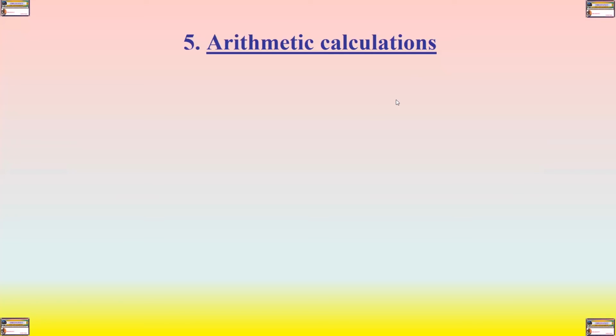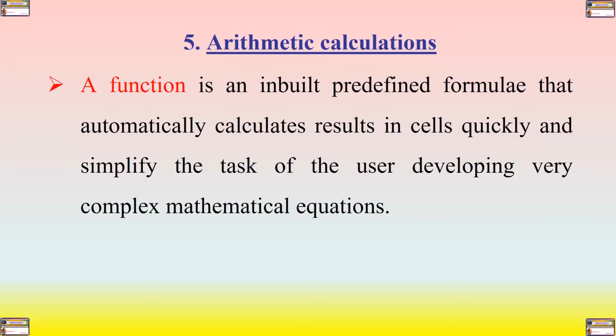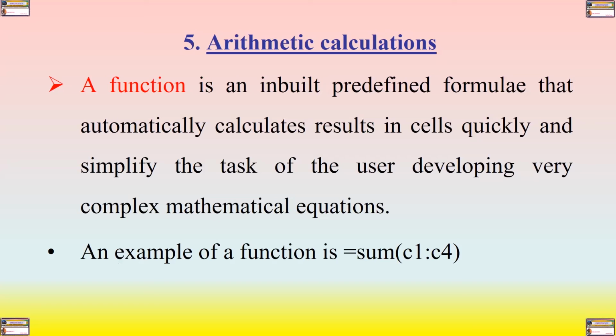Another activity that we can perform in our tables is what we call arithmetic calculations, to add some figures. A function is an inbuilt predefined formula that automatically calculates results in cells quickly and simplifies the task of the user developing very complex mathematical equations. An example of a function is equals to SUM(C1:C4). That is, the values in cell C1 to cell C4 you add.